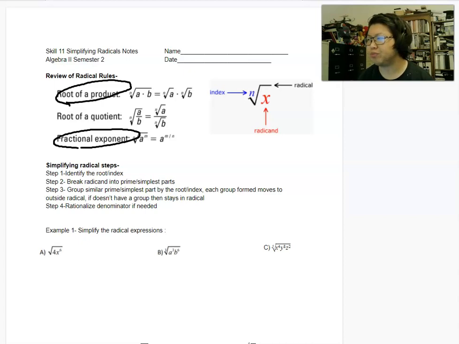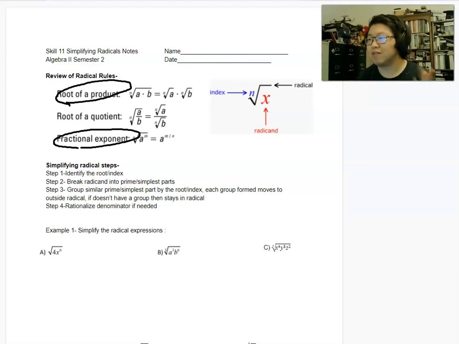So watch for that in the examples. Step 3 is to group similar, prime, or simplest parts by root index. That would be when we actually split apart the factorization of our numbers. We have to organize it so that it fits our root. And then if we form a group according to our index, then we can move it outside after applying the root. Again, I'll show that with the examples.